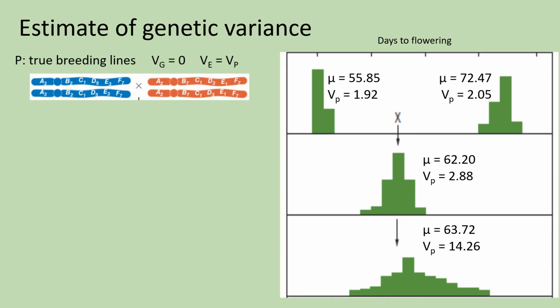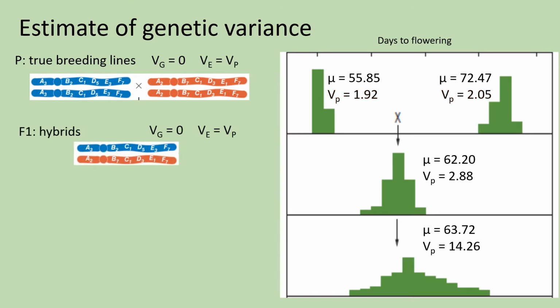The parental lines are purebred, meaning that they're completely homozygous. All individuals have the exact same genotype with no genetic variation within a parental line. In this case, the phenotypic variation we observe for each parent is equivalent to environmental variation.